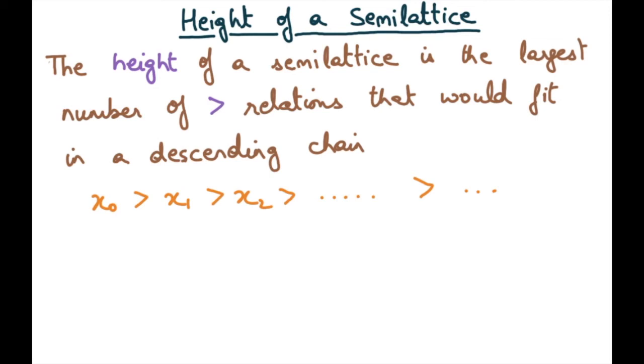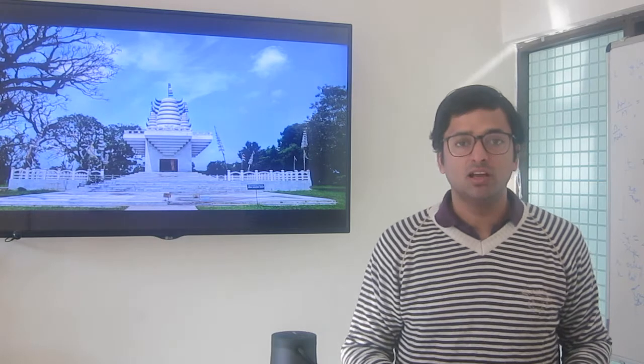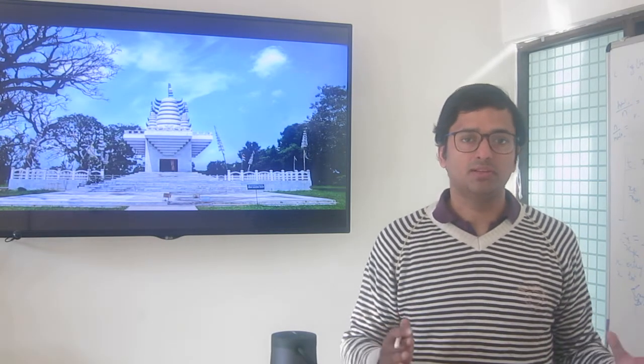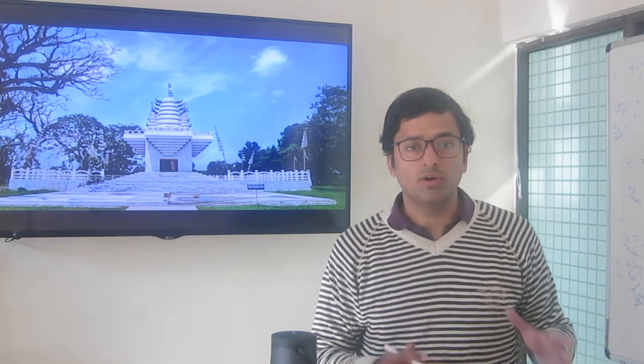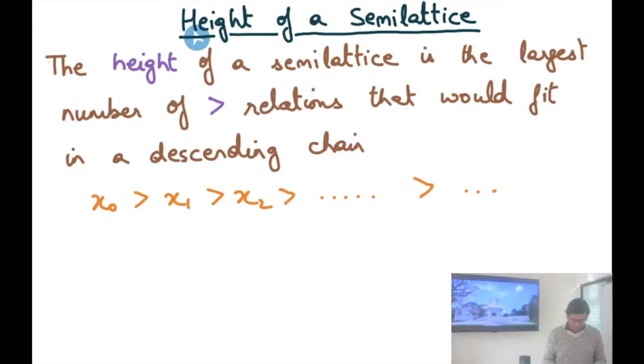So now we're going to learn about a new concept, and that's the height of a semilattice. Recall that we talked about how a semilattice can be represented, for example, as a set of values and a meet operator and things like that. But we're going to talk about one very important property of a semilattice, and that's called its height.